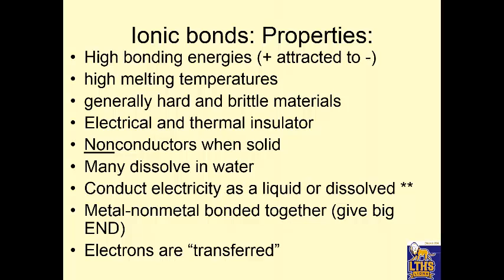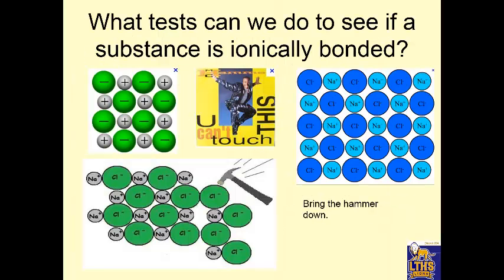Many of them dissolve in water, and then when they're dissolved in water, they do conduct electricity. They also conduct electricity when they're melted. And there's a metal and non-metal atoms bonded together to make these ionic compounds, and electrons are transferred. Okay, so what tests can we do to see if the substance is ionically bonded? Well, you can't touch this. Hammer time. You take a hammer and hit an ionic compound.